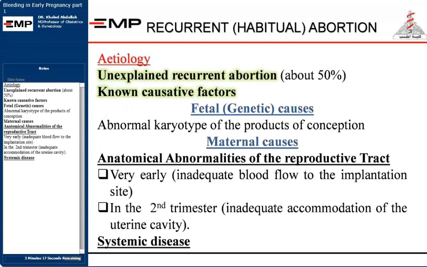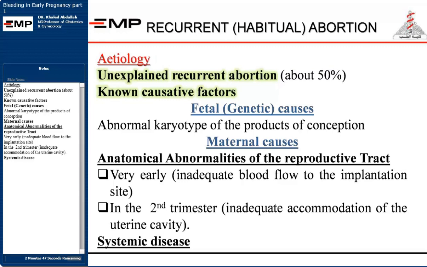Etiology: unexplained recurrent abortion, about 50%. Known causative factors: fetal genetic causes, such as abnormal karyotype of the products of conception. Maternal causes: anatomical abnormalities of the reproductive tract. Very early, inadequate blood flow to the implantation site. In the second trimester, inadequate accommodation of the uterine cavity.